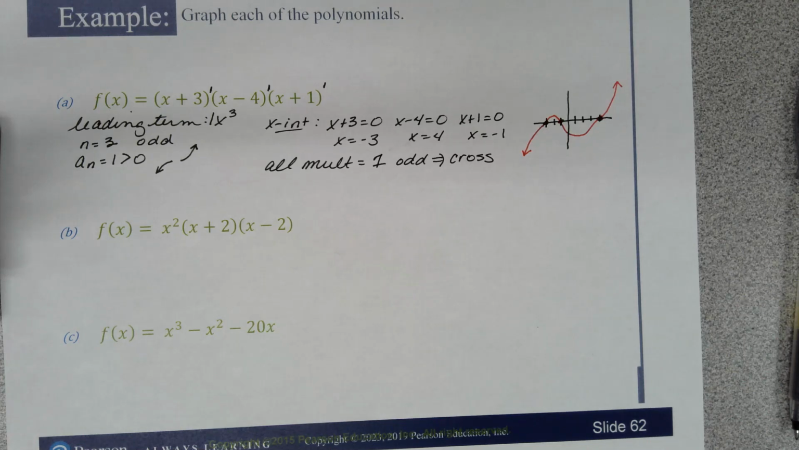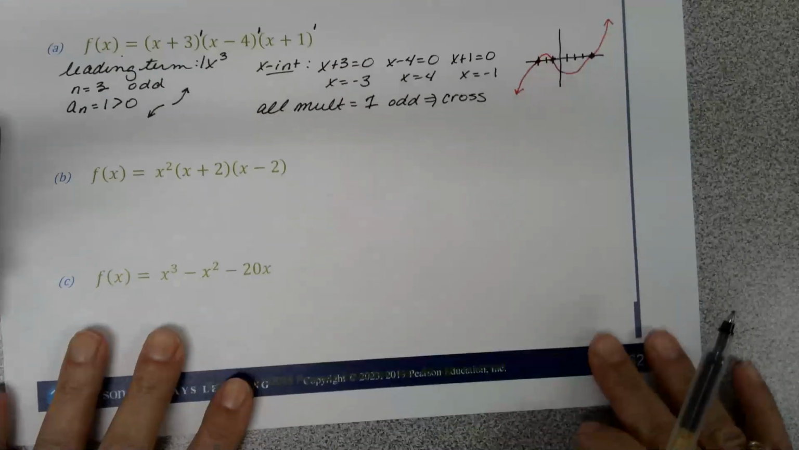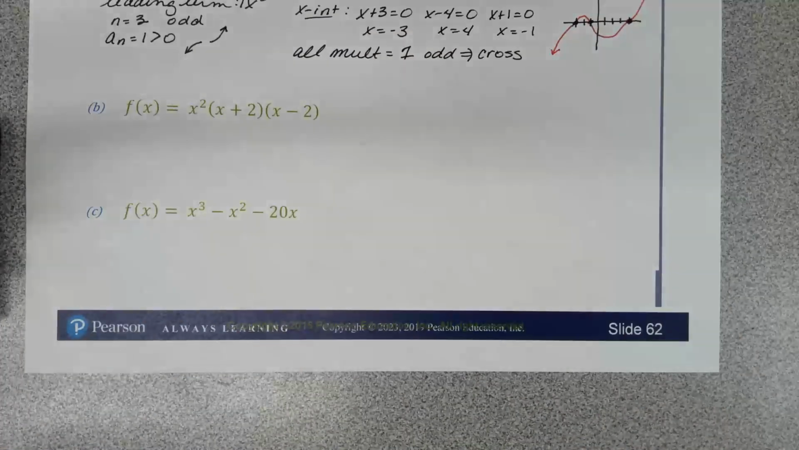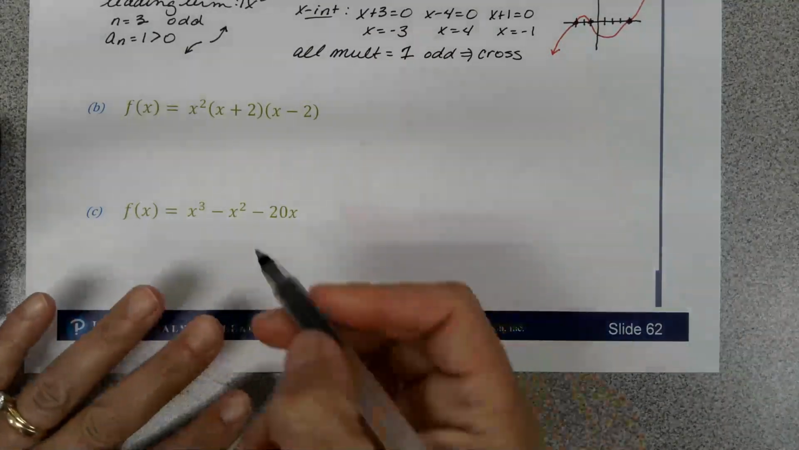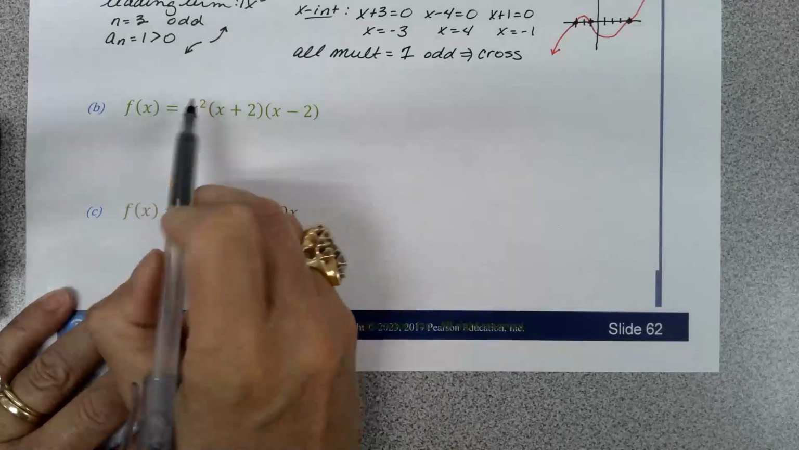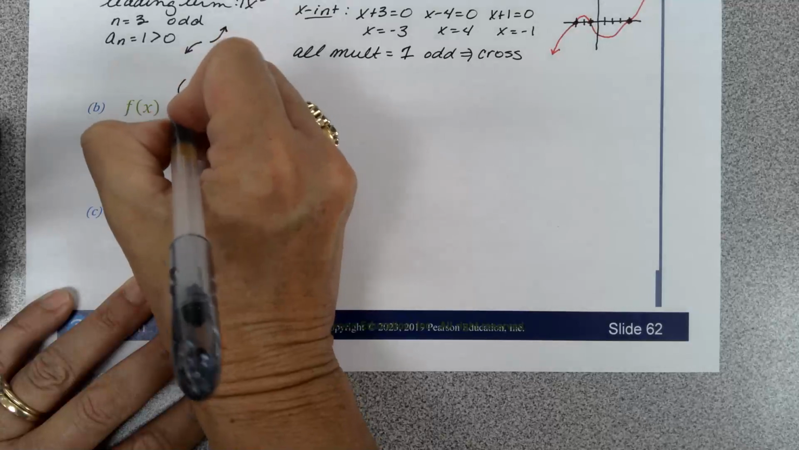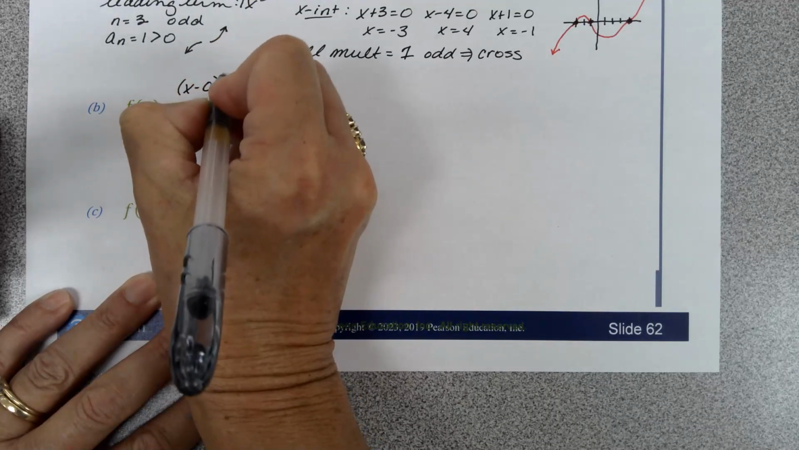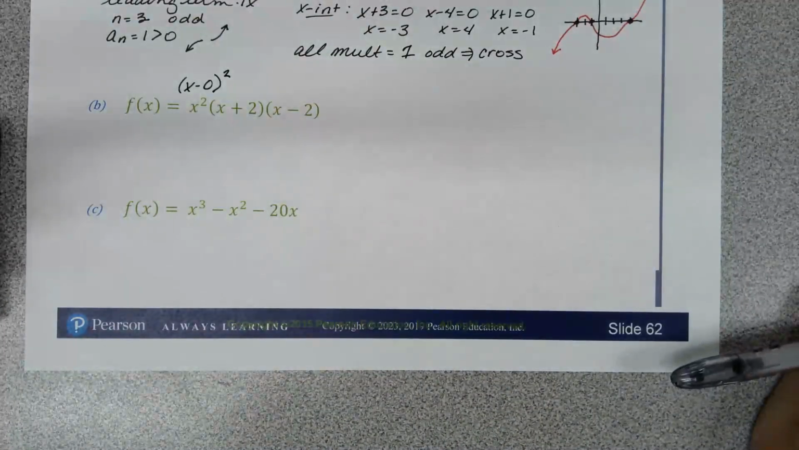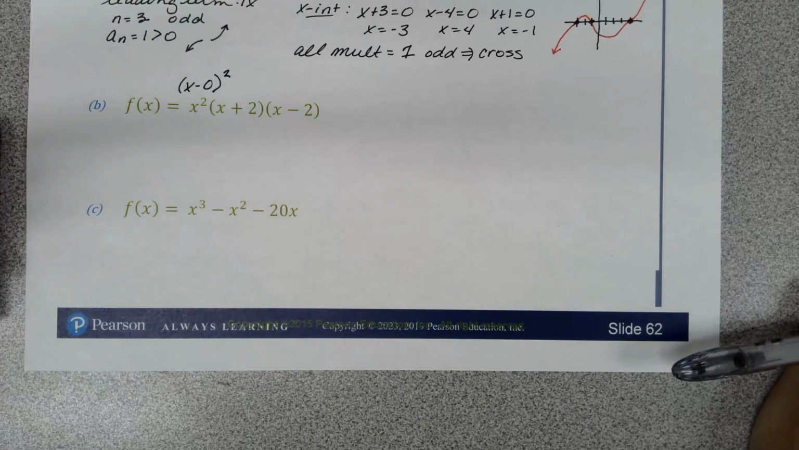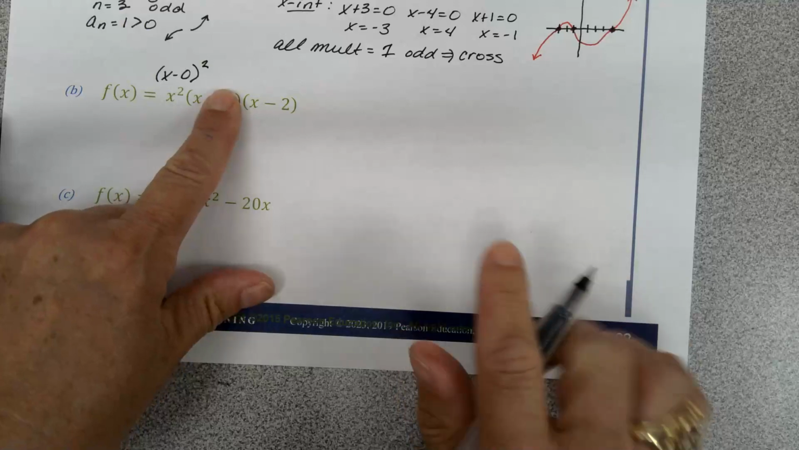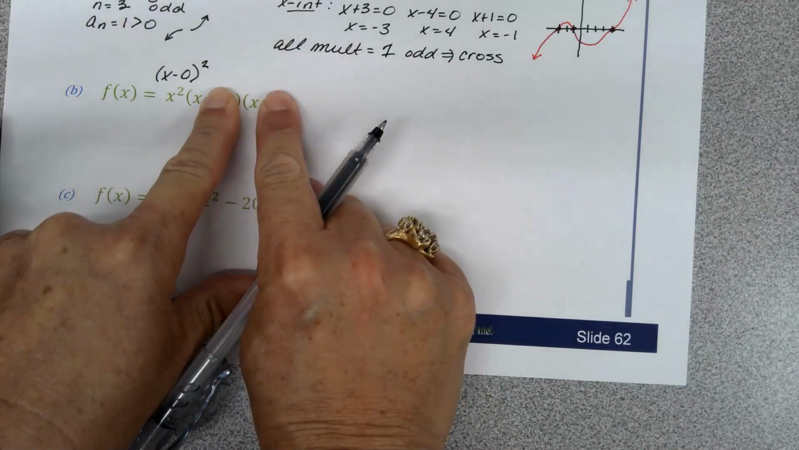All right. Next one, a little bit different on this one. And the reason it's different is because this one is an x squared. But really, what is that? That's like an x minus 0 squared. Okay, so it's really the same, just not explicitly writing that 0. If I were to cover the 2 and the negative 2, I'm going to get an x squared times an x times an x. Do you see it?